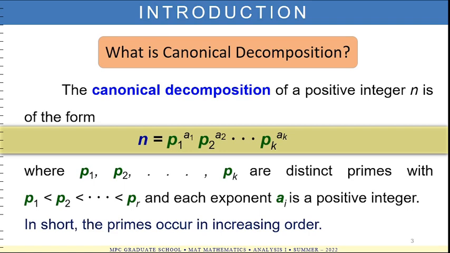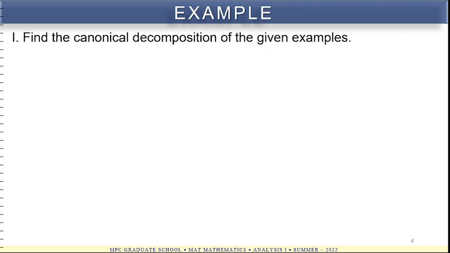For us to really understand, let us have an example. For direction, find the canonical decomposition of the given examples. For example number 1, we have 2,520. To find the canonical decomposition of this example, we are going to use the continuous division. So we see that 2,520 is divisible by 2 and 2 is the smallest prime number.